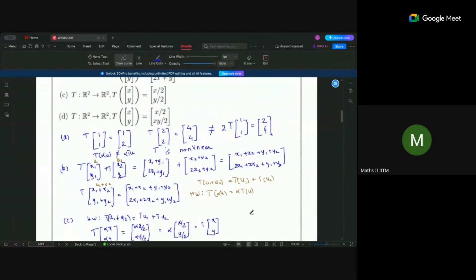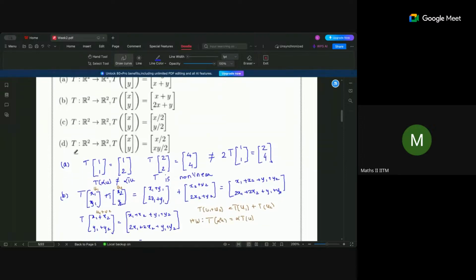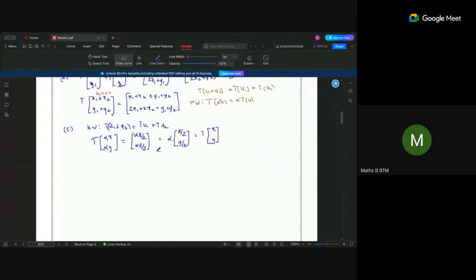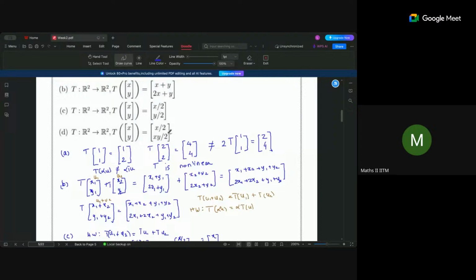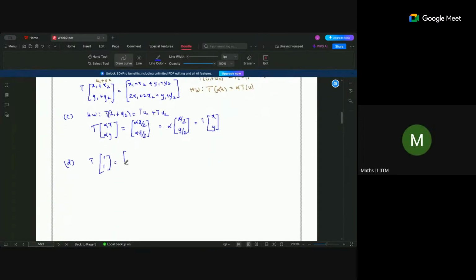So already we have seen some multiplication case, something similar to this. Now can you do the same? Maybe try with the same 1 comma 1 for D and tell me what's the answer. For D, what is T of 1 comma 1? It is 1 by 2, 1 by 2.